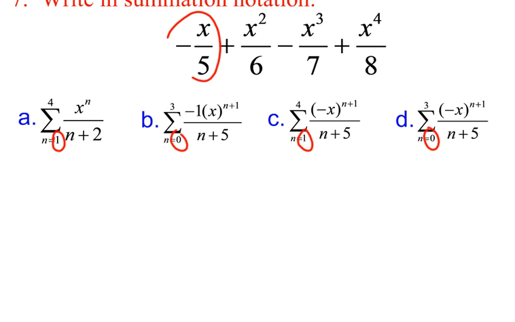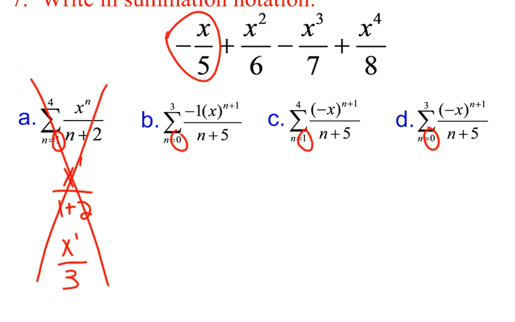So here's our first term. When we plug them into each of these, we should get our first term. So when I plug in a 1 for n here, I have x to the first over 1 plus 2. So I have x to the first over 3. That's not my first term, so this one's out right away. When I plug in a 0, I would have negative 1 times x to the 0 plus 1 over 0 plus 5. So I have negative 1 x to the first over 5. That is my first term.